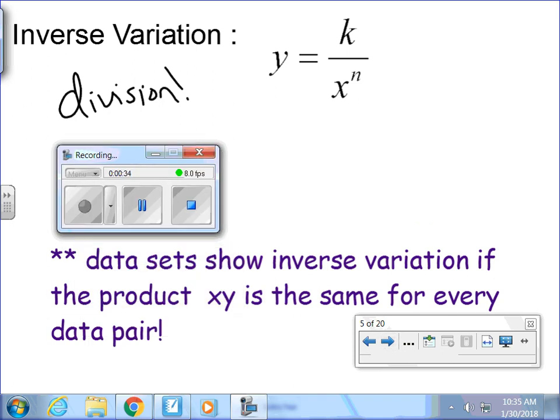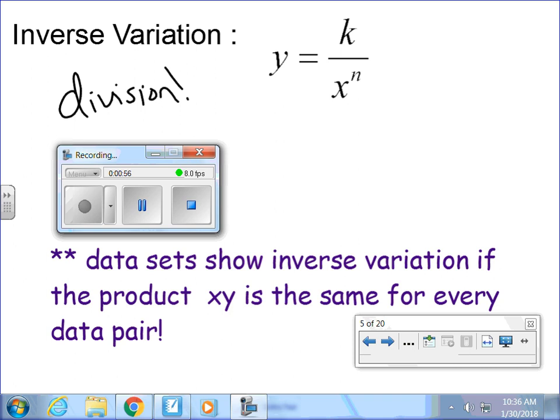Inverse variation. The minute you see the word inverse, you want to use division. You still have that constant, but he's going to live up top. That could be a bit confusing. So your constant lives on top, your variable lives down below, and there might be an exponent, there might not, depending on the scenario.